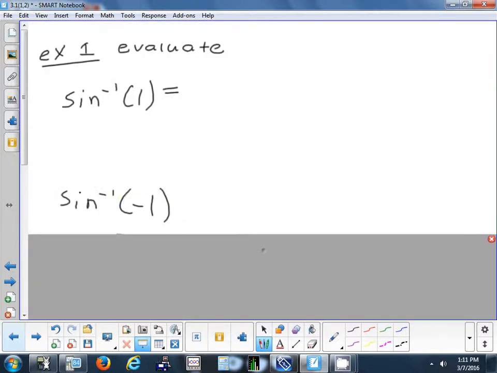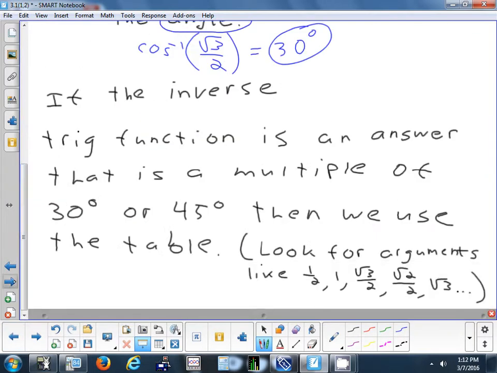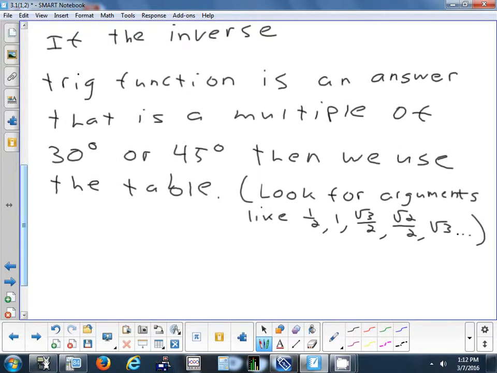So if this number, that's the argument, is something that looks like one of these, then you're going to try to use the table. I mean, the worst thing that can happen is you try to find it in the table and you don't find it, and then you just use your calculator. All right, but when we see arguments like this, square root 3, square root 2s, think table. I'm going to look it up in the table. If you can't find it in the table, I'll show you after how we use the calculator.